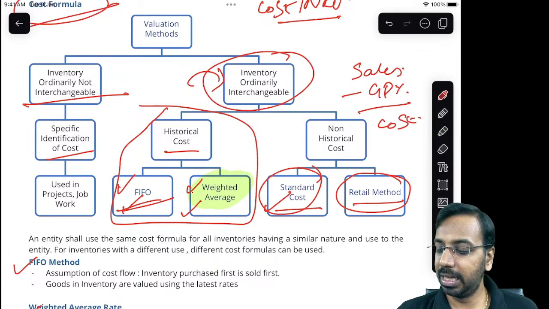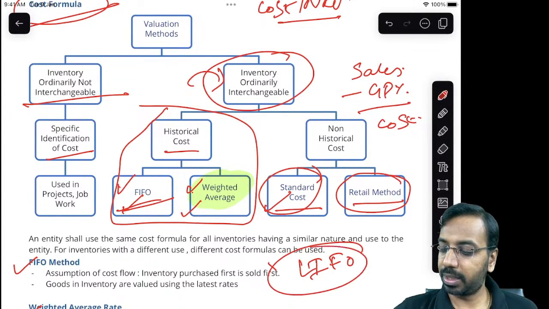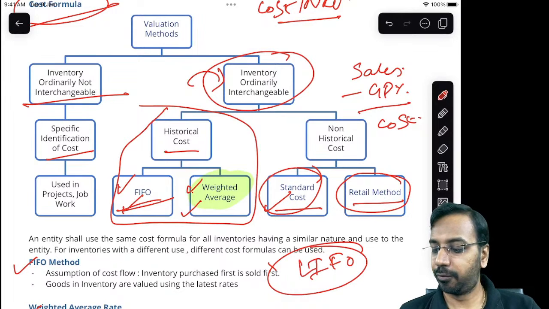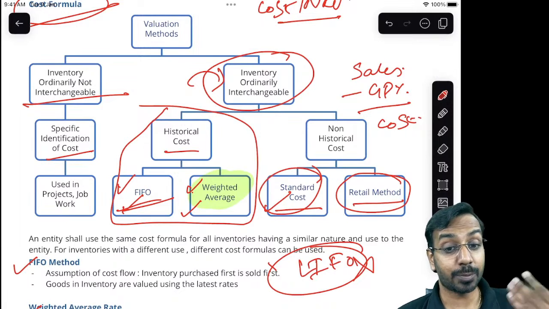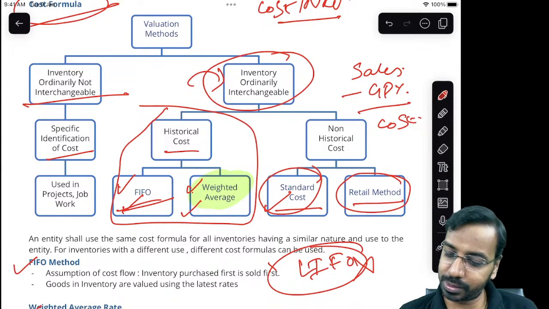One more thing, is LIFO allowed or not allowed? Is LIFO method allowed or not allowed? LIFO method is not allowed as per Accounting Standard 2. Even as per Ind AS it is not allowed. LIFO is allowed as per US GAAP. US GAAP allows LIFO method.